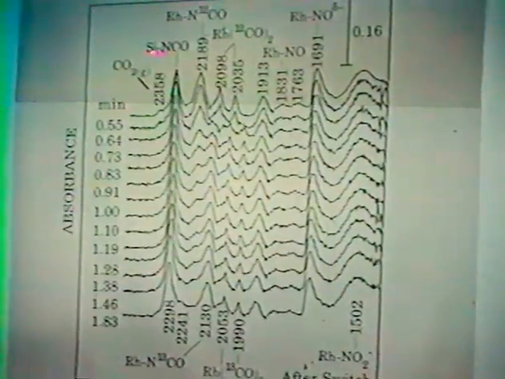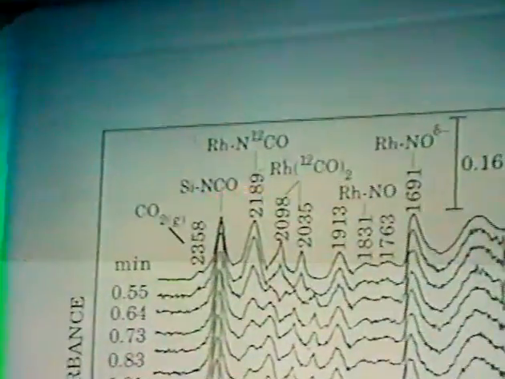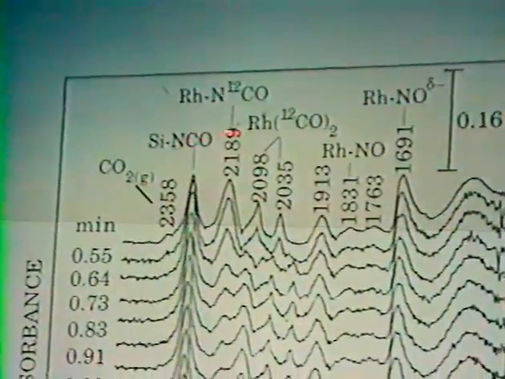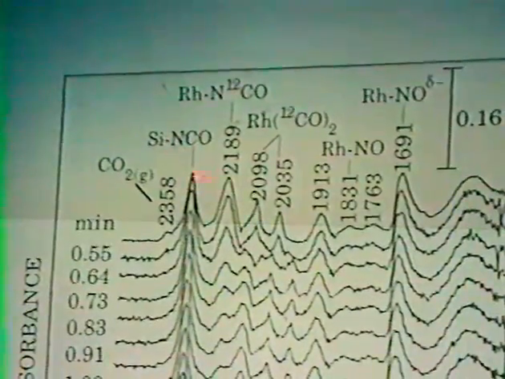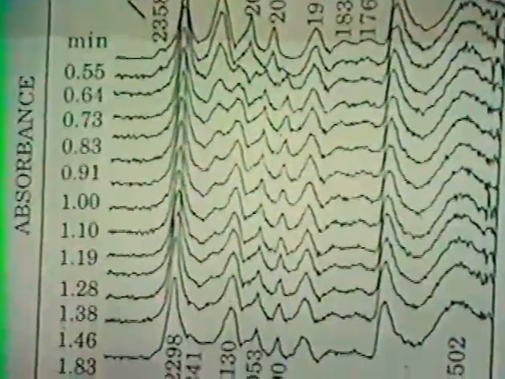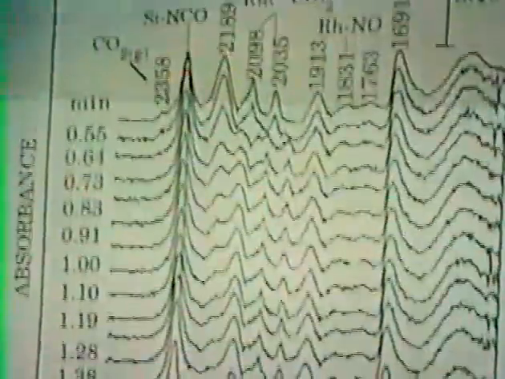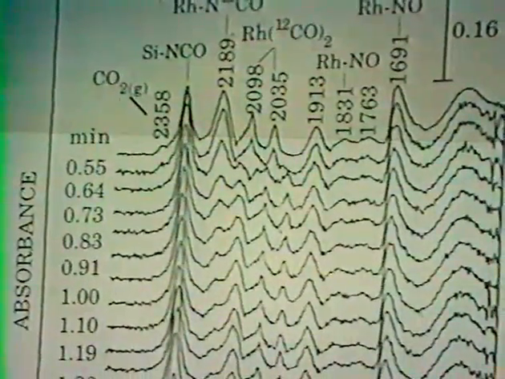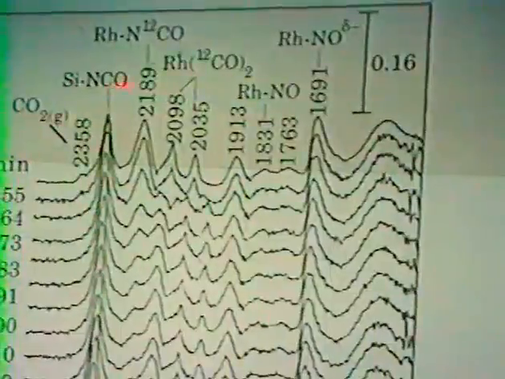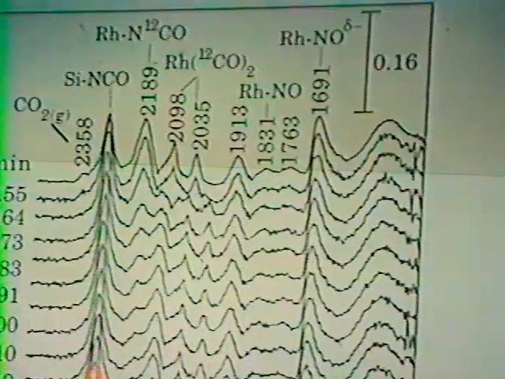And let's take a look at the several bands here. The first one I want to point out is this NCO band, the NCO band adsorbed on silica, and this band remains the same during the step transient. This is indicative of a spectator species which is not involved in the reaction.